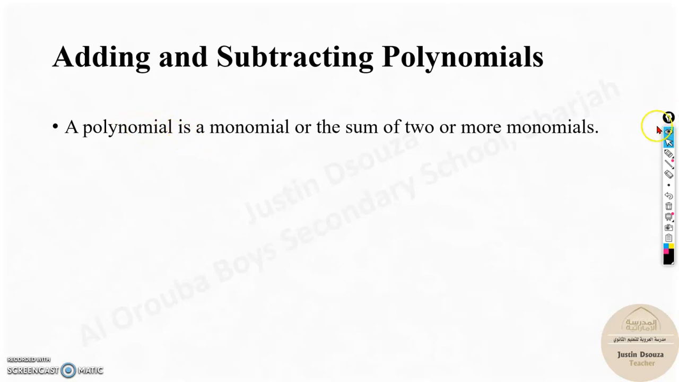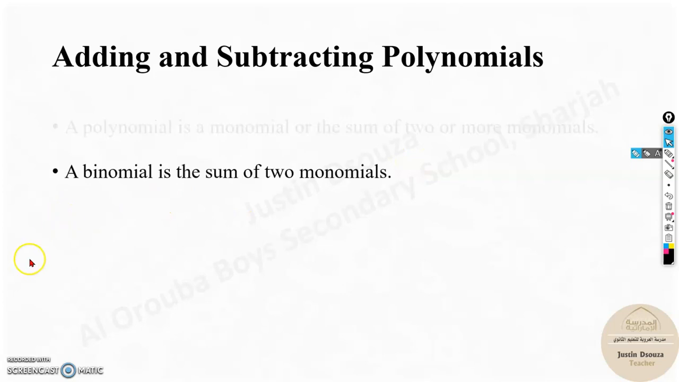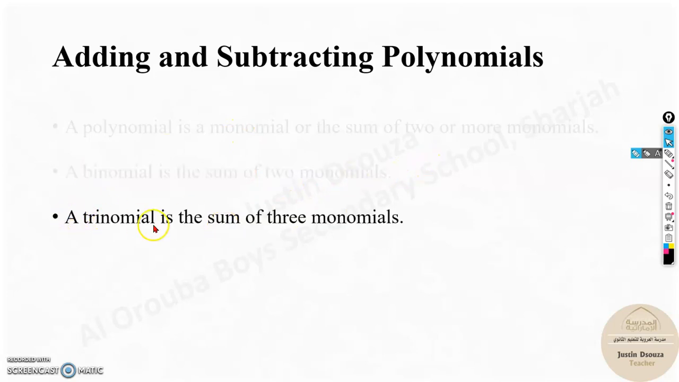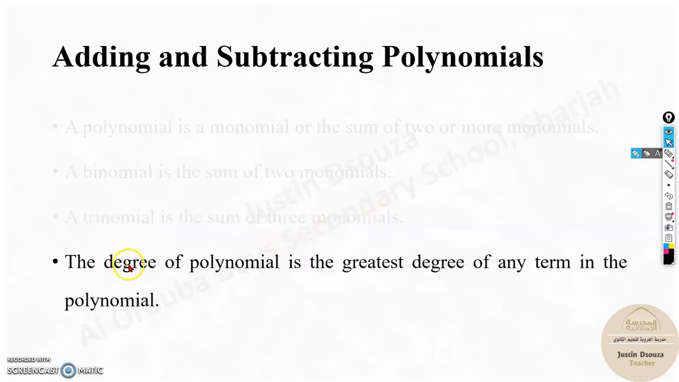Over here, we know what a polynomial is. In the previous lesson, you have come across this. It is a monomial or the sum of two or more monomials. So that is a polynomial. Bi means two. Binomial means sum of two monomials, whereas trinomial, tri is three, it is the sum of three monomials. The degree of a polynomial is the greatest degree of any term in the polynomial. This is important. You have already seen problems about this degree.